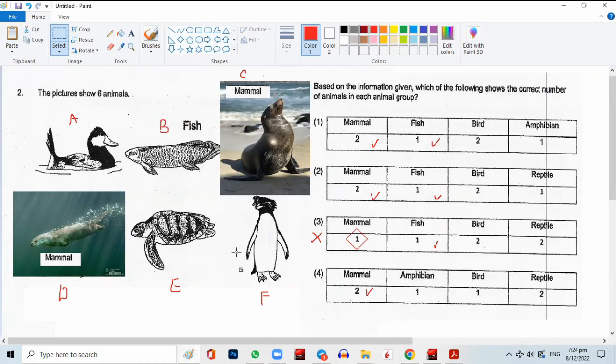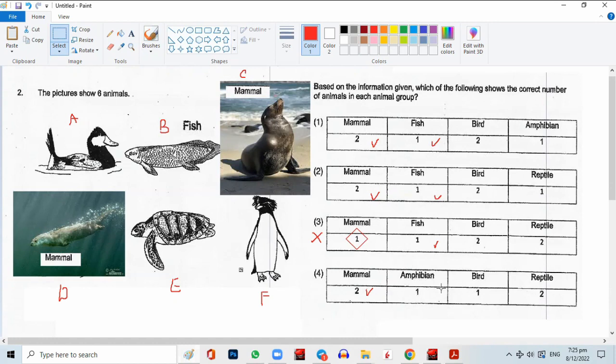Fish breathe through gills. Do you see an amphibian here? Amphibians are those frogs, salamanders. They breathe through wet, moist skin. Do you know what a salamander is?